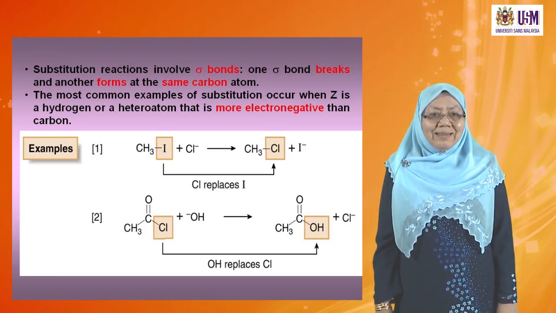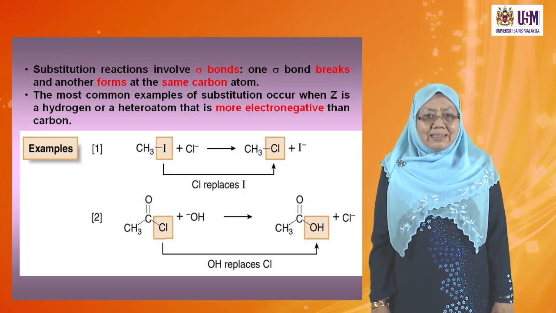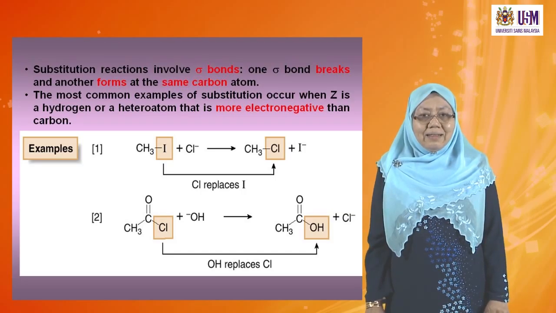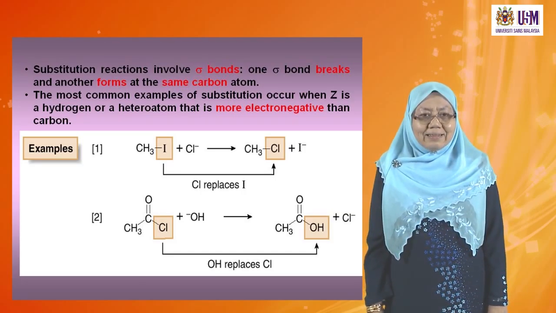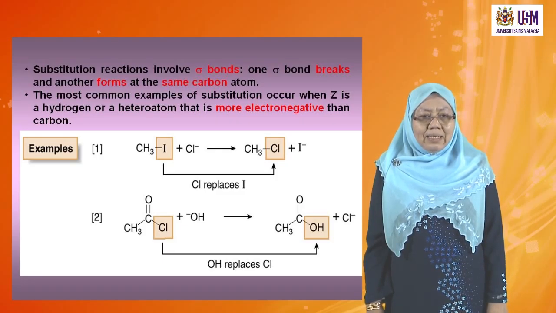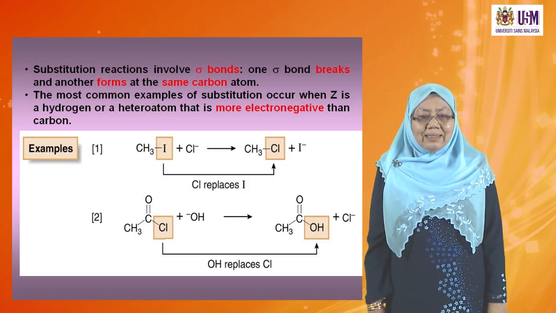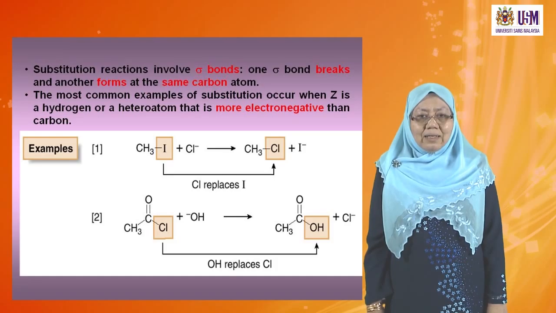For instance, let's look at these examples. We have methyl iodide. The iodide is the leaving group that's going to be replaced by the chloride. And we can see when the chloride replaces the iodide, we will get the methyl chloride. And in the other example, we can see acetyl chloride, where the chlorine is replaced by the hydroxide, and we get the ethanoic acid as the product.